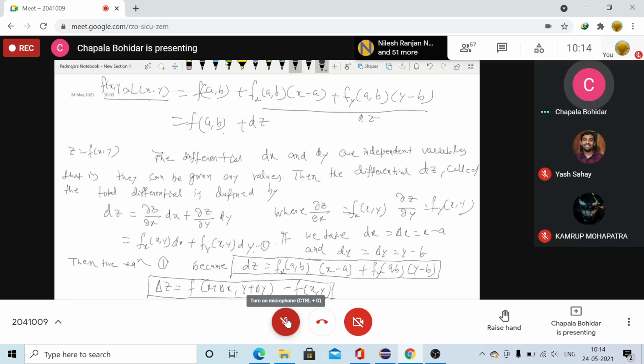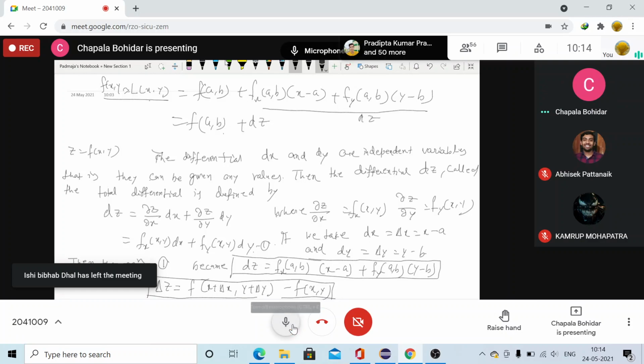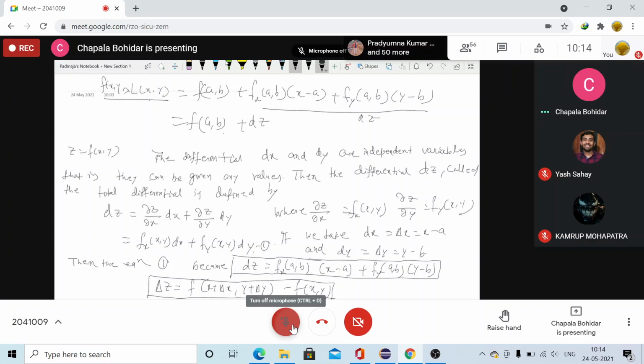Clear to all of you? Am I audible? Is it clear up to this? Okay. Now an example. And this formula is most important. You will surely get one question using this formula. Mind it. Linear approximation is also important.